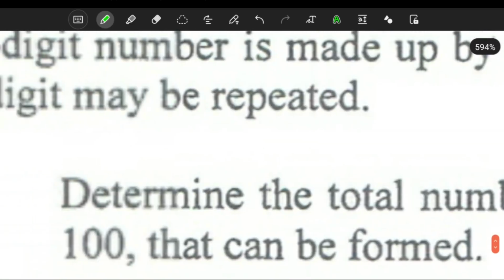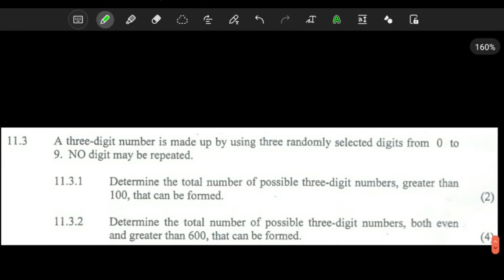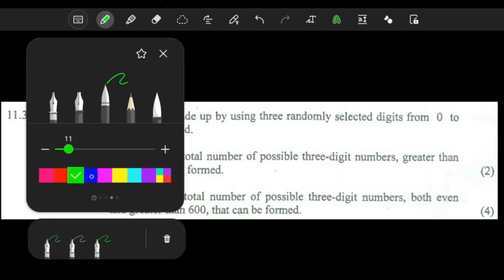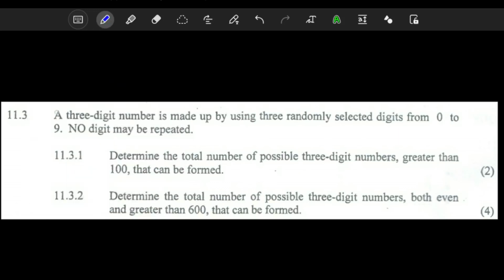But anyways, this is out of 6, so I don't think we're gonna spend too much time here. So 11.3 says a 3-digit number. Just looking at this, we can already see this combination section is also 3 marks. The probability section in this paper was 3 marks. But anyways, a 3-digit number is made up by using 3 randomly selected digits from 0 to 9. So remember, digits from 0 to 9, that's 10 options.